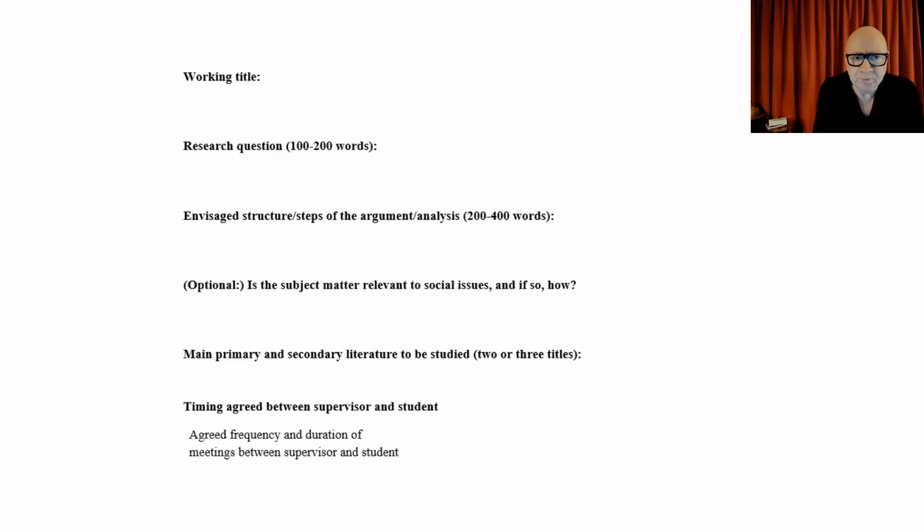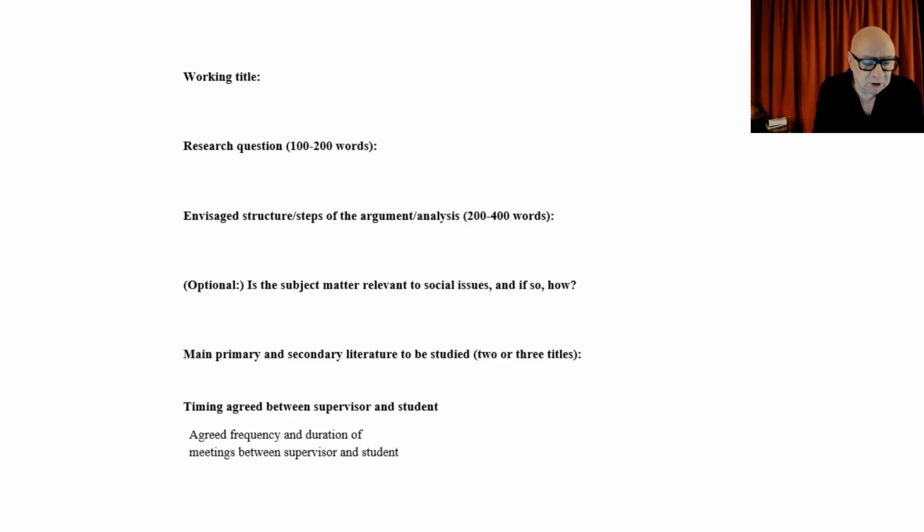The research question, make sure that if you change that on a later date, that both the supervisor and the second reader agree on that, so that you don't change the topic and that the second reader later gets the thesis and says, well, this was not what I signed off on.